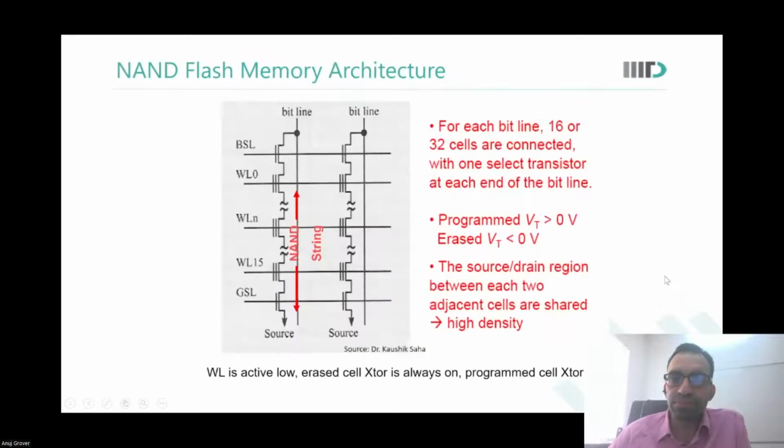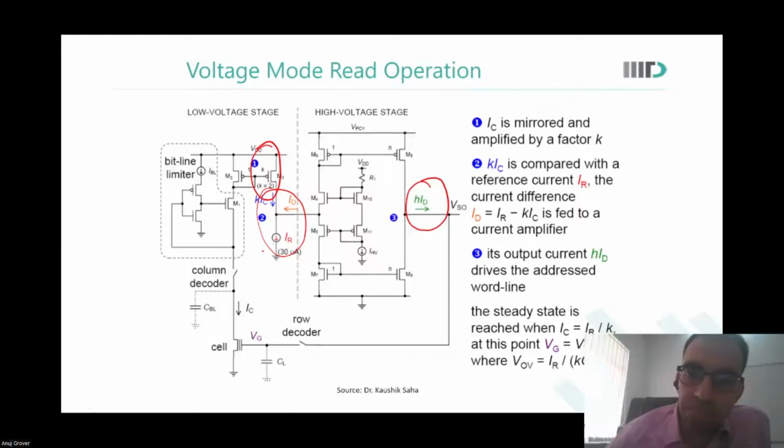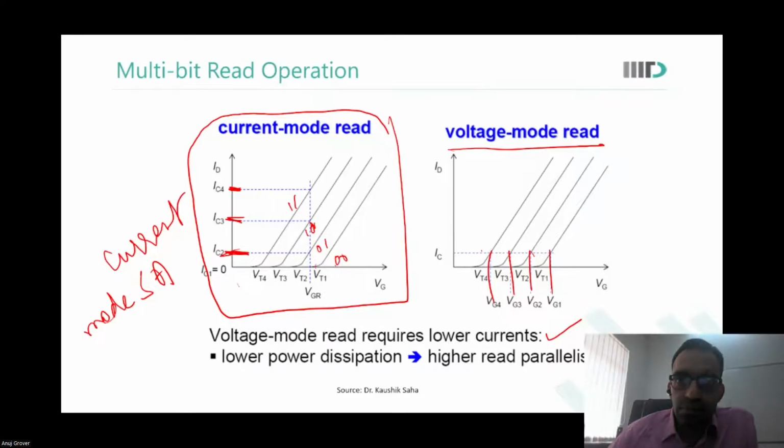One basic doubt: why did you say that the current mode of read operation is not parallel? Why would voltage mode be parallel, but current mode would not be parallel? Since we are only applying one gate voltage and it is giving us 4 different currents, why can't we sense them simultaneously? Okay. So if I want to sense them simultaneously, I will need to have 4 sense amplifiers, and then I can sense them simultaneously. Yes.